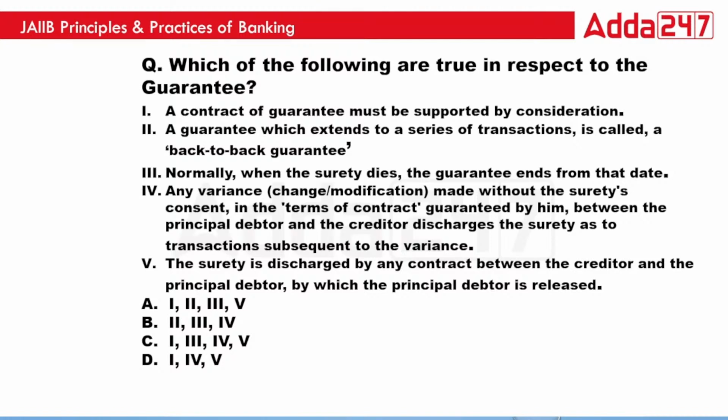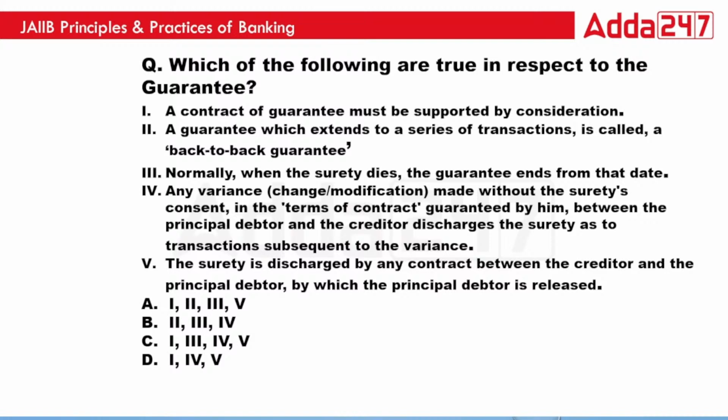Which of the following are true in respect to the guarantee? A contract of guarantee must be supported by consideration. A guarantee which extends to a series of transactions is called a back-to-back guarantee. Normally, when the surety dies, the guarantee ends from that date.